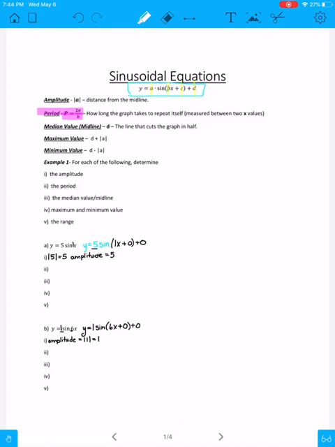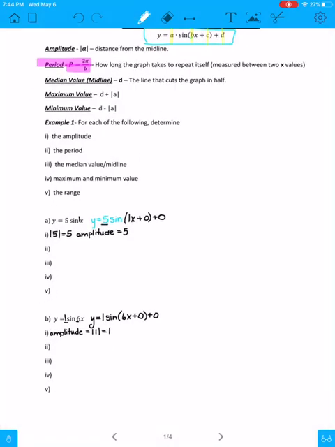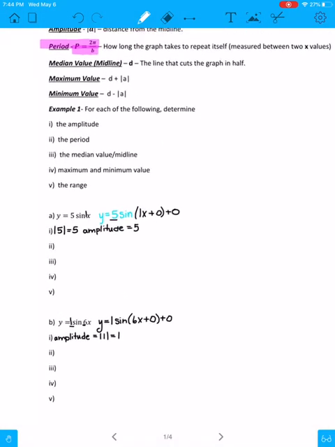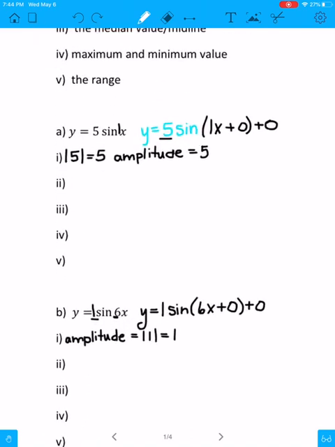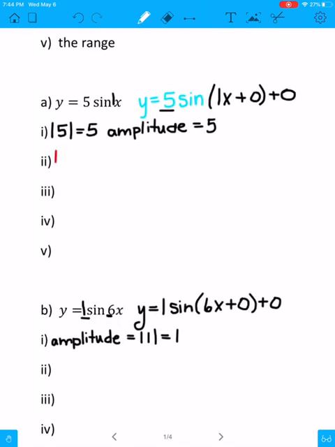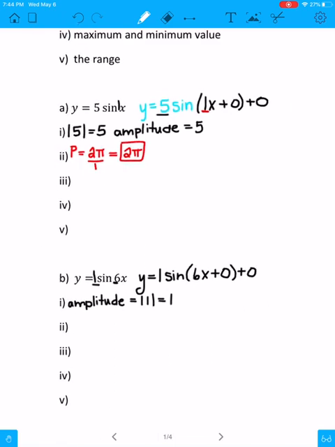So let's go back. Okay, so for number 2, we need the period. So the period equals 2 pi divided by my B, and my B is always what's between the sine and the x. So it's 2 pi divided by 1. So it's going to be 2 pi. So that's the period of A.